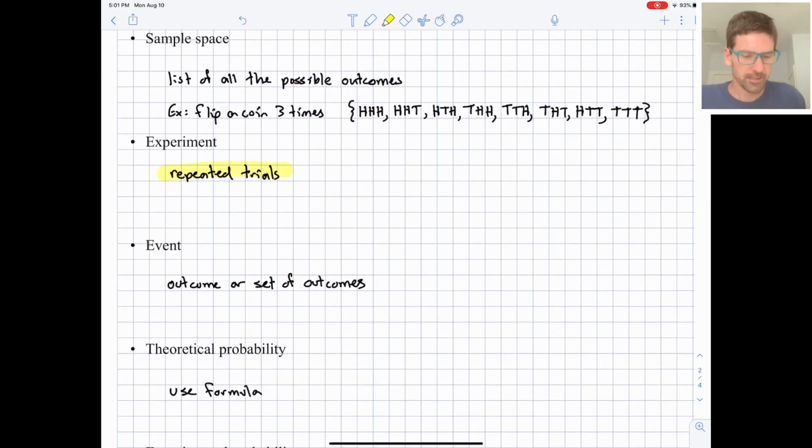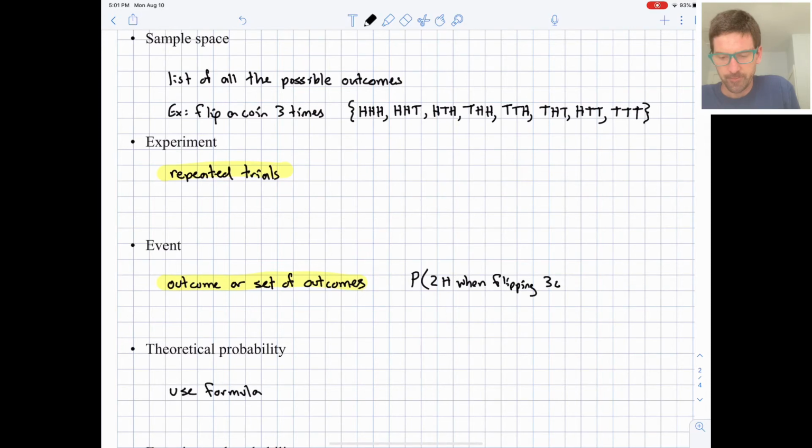A particular event, what that refers to is an outcome or a set of outcomes. So when we're talking about the probability of 2 heads when flipping 3 coins, maybe that's what we're curious about the probability of. The event is getting 2 heads when flipping 3 coins. That's the event. That's the outcome or a set of outcomes. And in this case, you can see it's a set of outcomes because there are 3 different ways of getting 2 heads. Okay, so that's the event we're curious about here.